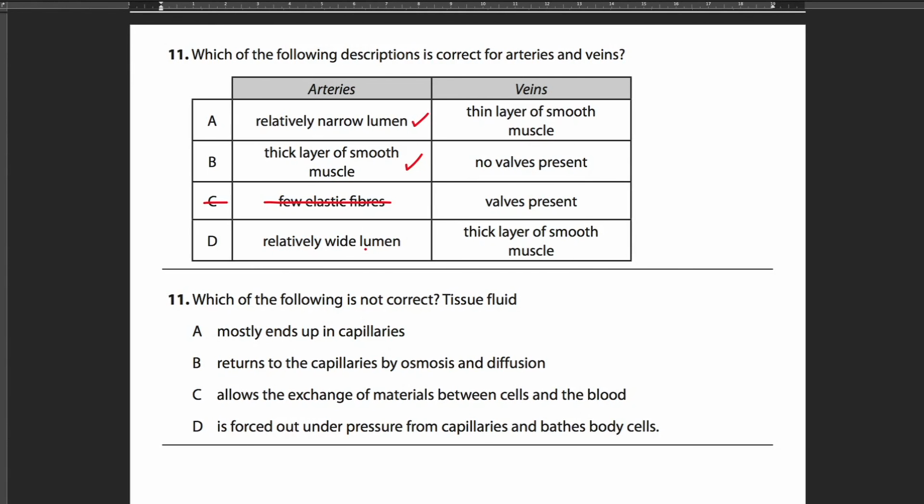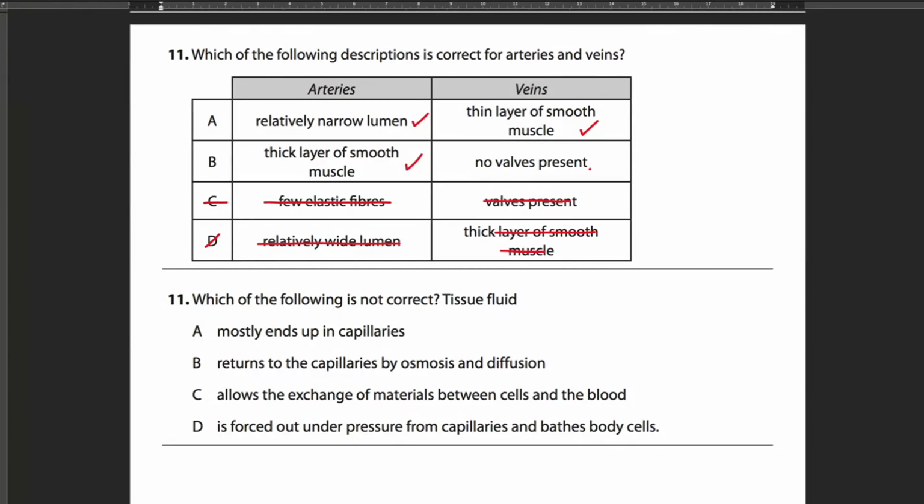They have a relatively wide lumen. Well, again, we know that's not true because it's the vein that has the relatively wide lumen. Okay, so we know it's not going to be C or D. We may as well score all of these out so we don't get confused. So it's going to be A or B based on the arteries. If we look at the vein descriptions, the vein has a thin layer of smooth muscle. Well, it does. The vein does have smooth muscle. It doesn't have as much as the artery, but it has a thinner layer of smooth muscle. Okay, and actually that description should probably say thinner.